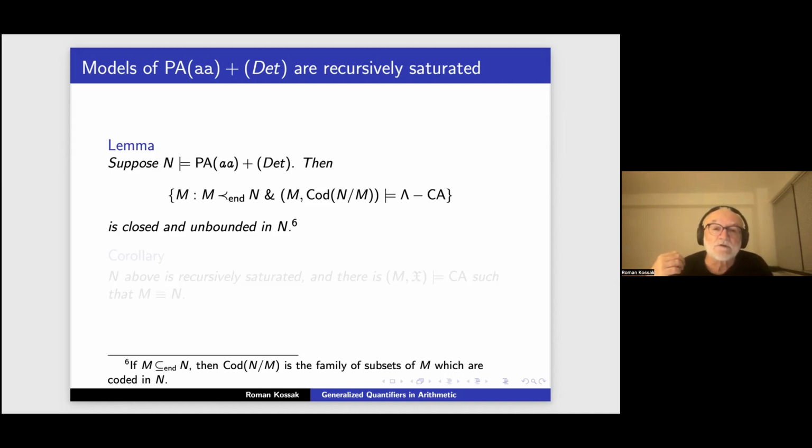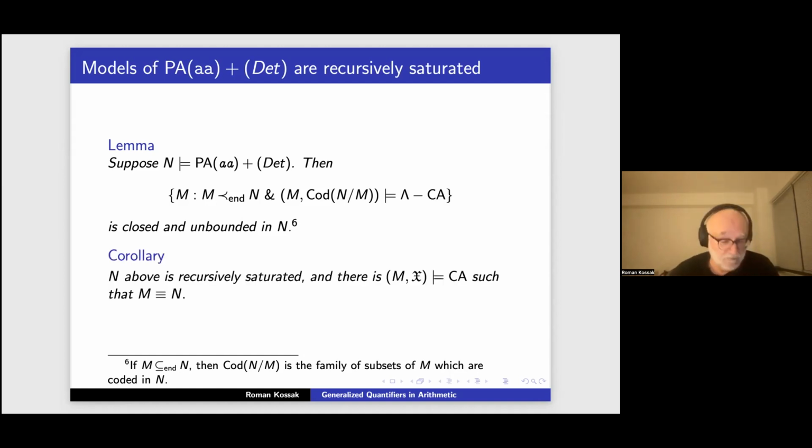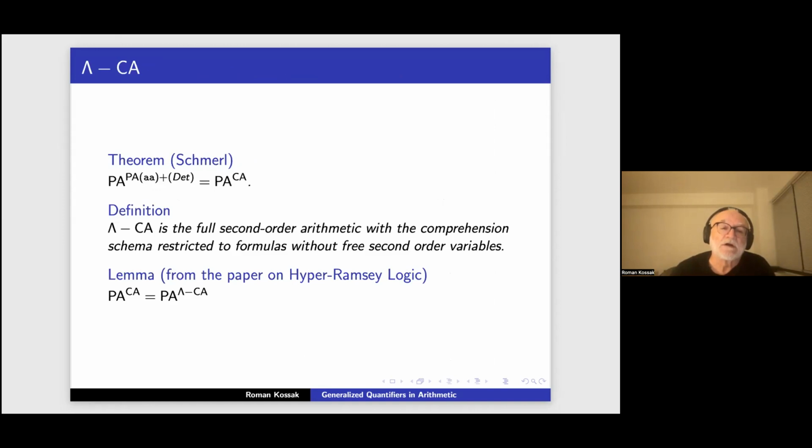So that's good. If M has a closed and unbounded set of those elementary initial segments, and they're all recursively saturated, then the whole model is recursively saturated. So now we have this picture that models of PAA plus DET must be omega-1-like, and they must be recursively saturated. But there is more, because using the same lemma and some general model theory completeness result, Jim shows that there must be a weak model of full comprehension such that M is elementarily equivalent to N, and this proves the theorem on top of this page.